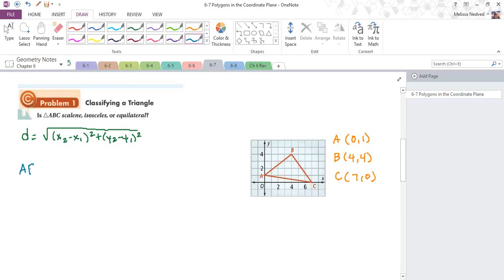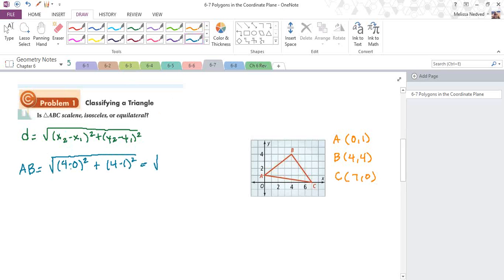I'm going to start with AB. You can start wherever you want. Go ahead and plug in the x2 and x1 being the x coordinates of A and B, y2 and y1 being the y coordinates of A and B. You can do this in either order. It does not matter. Try and be consistent. If your numbers are in a different order than mine, you'll notice you'll still get the same answer I do. So I've got 4 minus 0 squared and 4 minus 1 squared. I'm taking the square root of all of that.